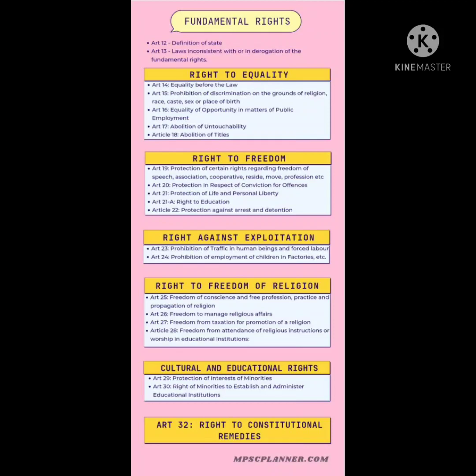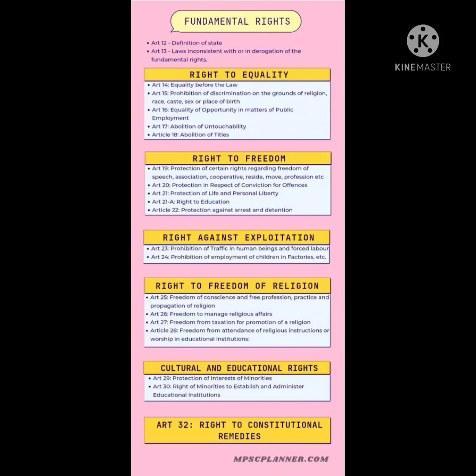Next, cultural and educational rights. It includes protection of language and culture of minorities, and the right of minorities to establish educational institutions. The last but not the least, right to constitutional remedies. It includes the right to move the courts to issue directions, orders, writs for enforcement of rights.